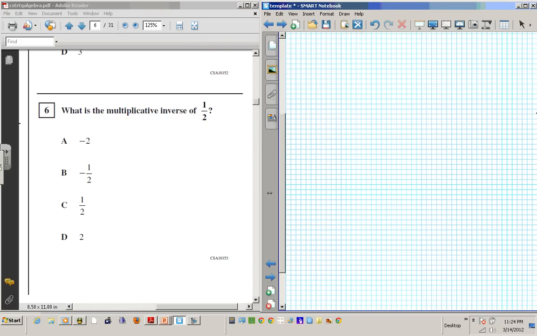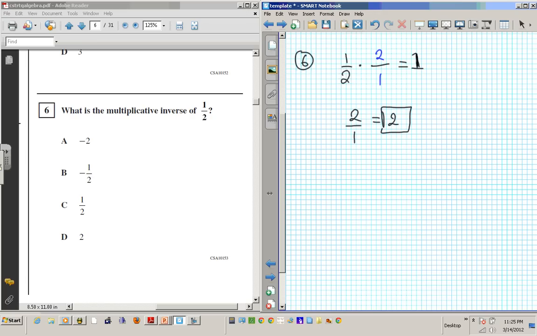Multiplicative inverse is what you multiply 1/2 by to get the identity, which is 1. So what can I multiply 1/2 by to get 1? Let's see. Is it -2? Is it -1/2? 1/2 for 2. I need this 2 to cancel out with this 2, so I need a 2 up here. And then I need a 1 down here. So when I multiply it across, it works out. So the multiplicative inverse of 1/2 is simply 2 over 1, which is just 2.